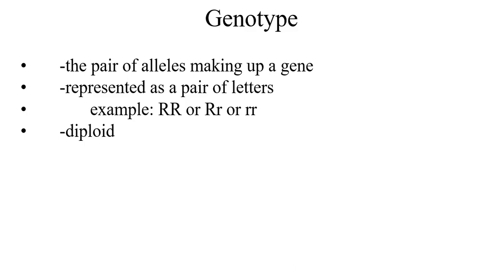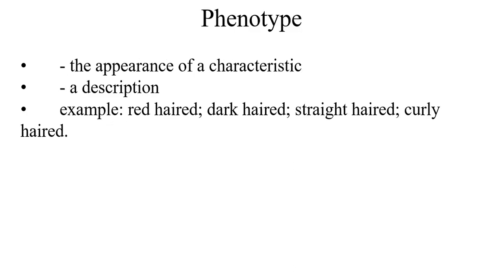Or the person could have the allele for red hair on both of the homologous chromosomes, so represented as little r, little r. So the genotype always refers to a diploid cell. That is, we're going to have pairs of homologous chromosomes in the same cell, so we're going to have two alleles for this same gene in that cell.